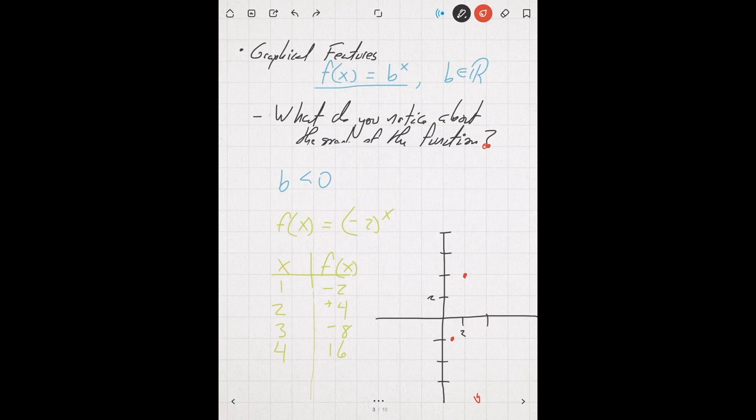Let's plug in other values. Plug in something like a half, right? Let's take x being 1/2. So what is negative 2 to the 1/2 power? Well, that's actually not a real number. Remember, you can't take the square root of negatives. Well, you can, but it's not a real number. So what we have here is in between these points, numbers don't exist, or coordinate points don't exist.